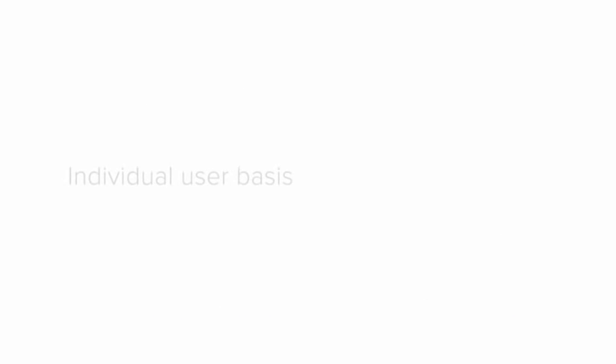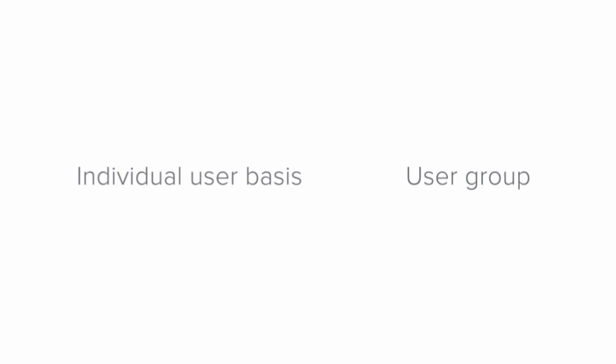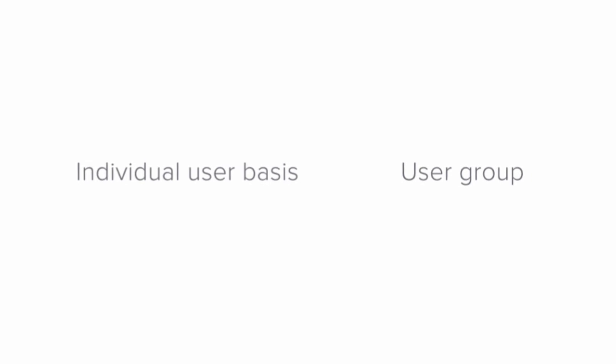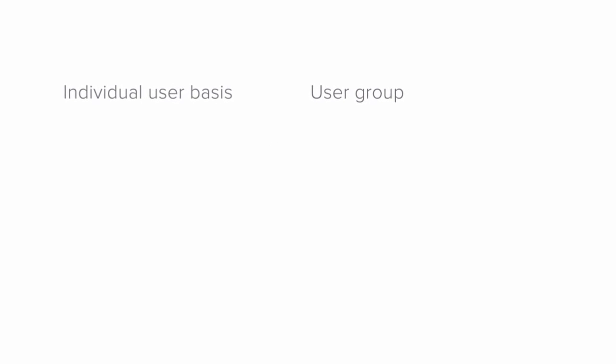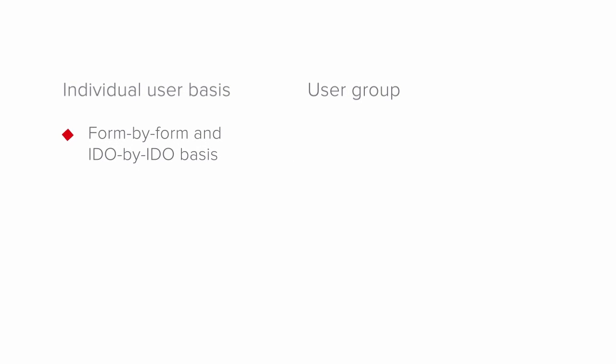We mentioned before that there are two basic types of authorizations for users. They can be granted on an individual basis or on the basis of membership in a user group. Individual user authorizations can be the most specific. They allow you to determine authorizations on a form-by-form, IDO-by-IDO basis for each user. And they allow you to determine for each form whether they are denied access, have read-only access, or have full access.